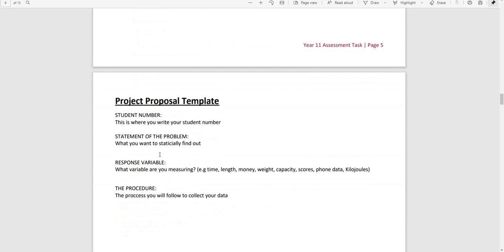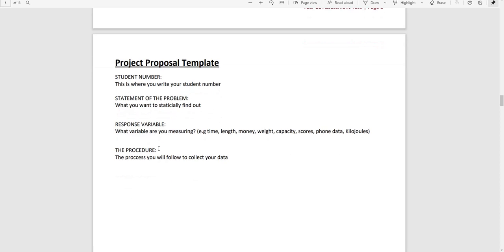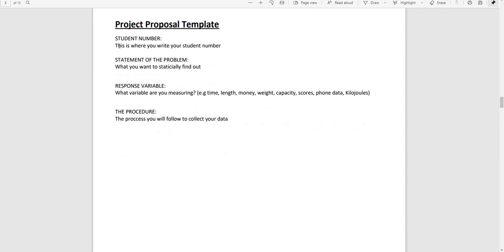And then you can use those as inspiration to figure something else out. So here's the template. On your template, this is what you need to do. Your student number. Just write what your student number is. Statement of the problem. What do you want to statistically find out?